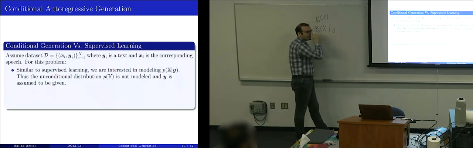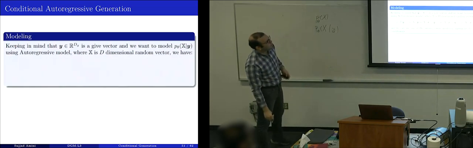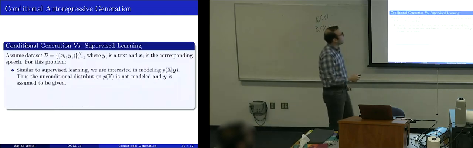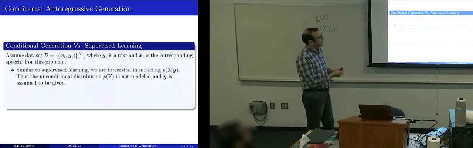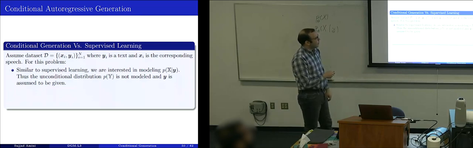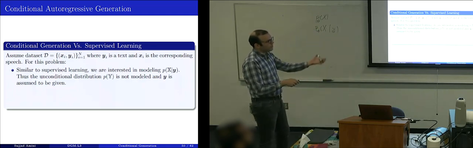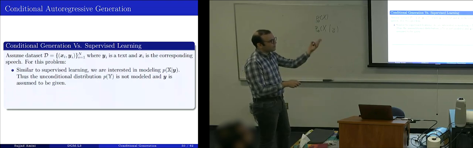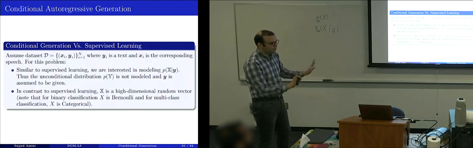Very simply, it can be extended. So similar to supervised learning, we are interested in modeling p of x given y. You see here that I write y, it is not a random variable, it is just a vector. This is a given vector because it is on the condition. Thus, in the conditional distribution, p of y is not modeled. It means that we do not see y as a random variable. We just see it as an input vector, like in supervised learning. Just the name is changed, nothing more.